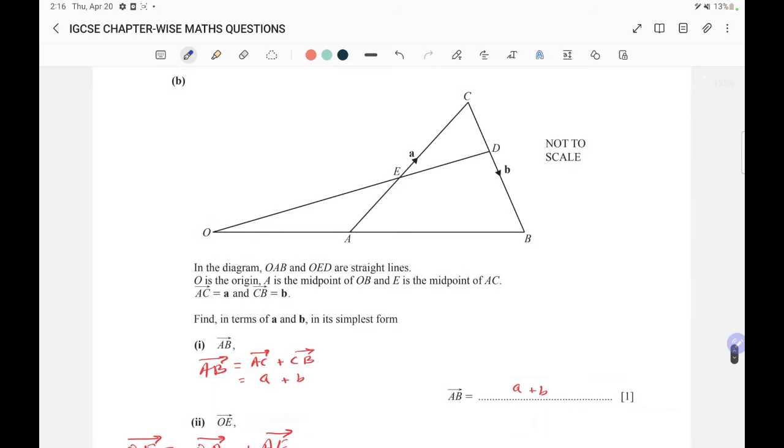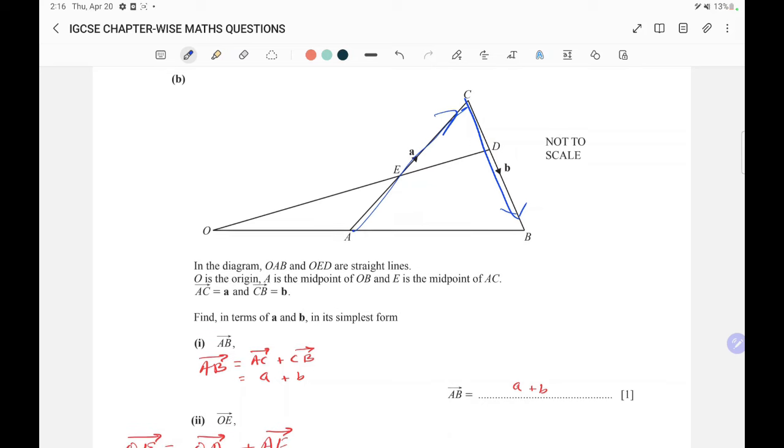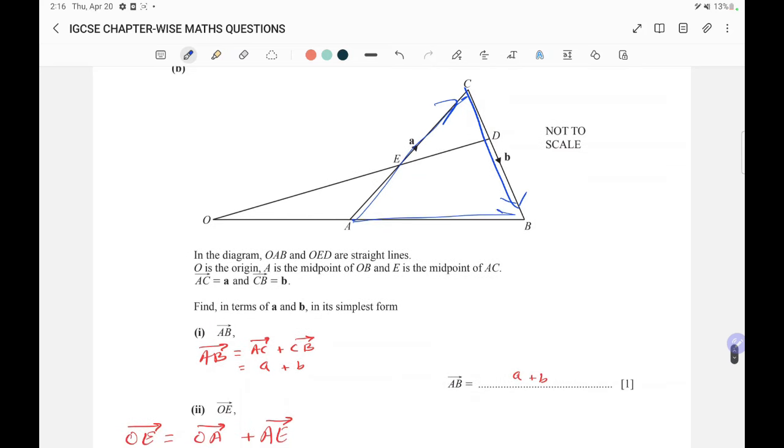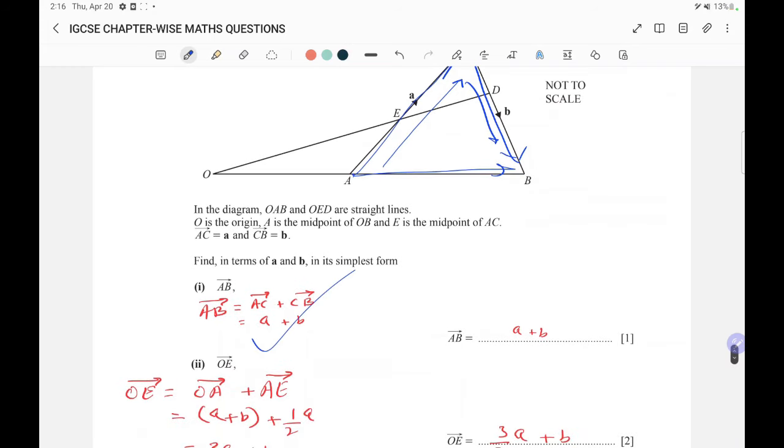This is the B part, which is very simple again. Now here AC vector is given to us, CB vector is given to us. We need to find AB vector, which is a plus b. So that's it, a plus b.